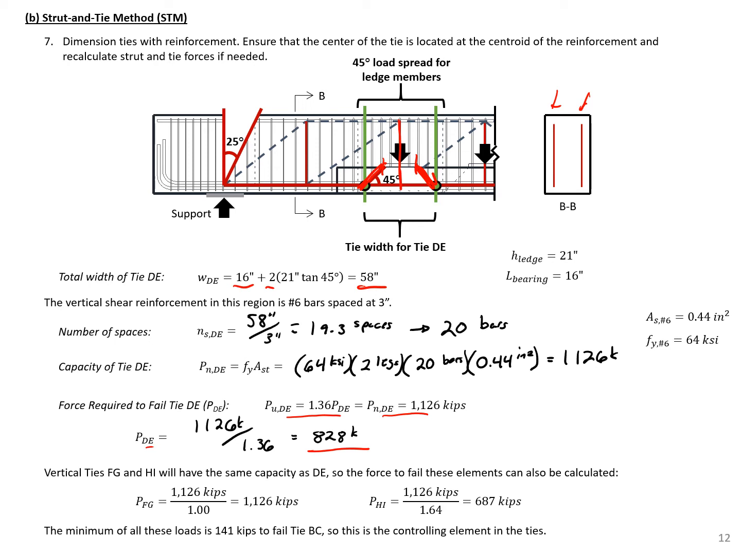We can do the same thing for our vertical ties FG and HI and find the forces required to fail those 2 ties. So after the end of the analysis of all our ties, we can see that tie BC will take the minimum load out of all the ties to fail. So this is our controlling element at this point.